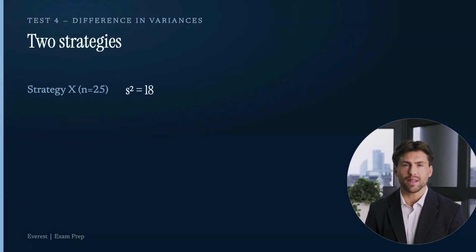Last of the four, comparing two variances directly. Sometimes the question isn't which strategy earns more, it's which one is riskier. 25 months of one strategy show a variance of 18, 25 months of another show a variance of 10. Is one genuinely more volatile, or is this within normal variation? This is exactly the test a risk manager runs after a strategy change or a regime shift. Did volatility actually move, or does it just look that way in 25 months of noise?